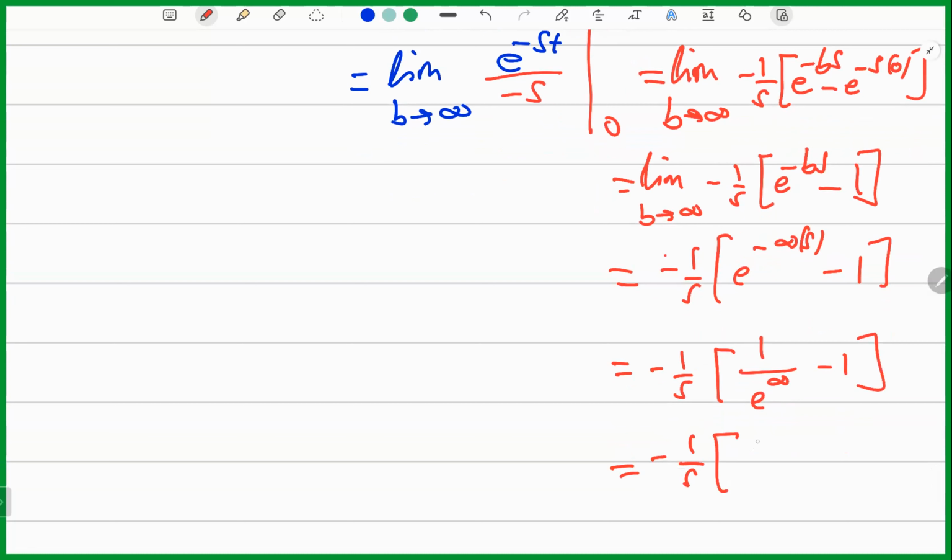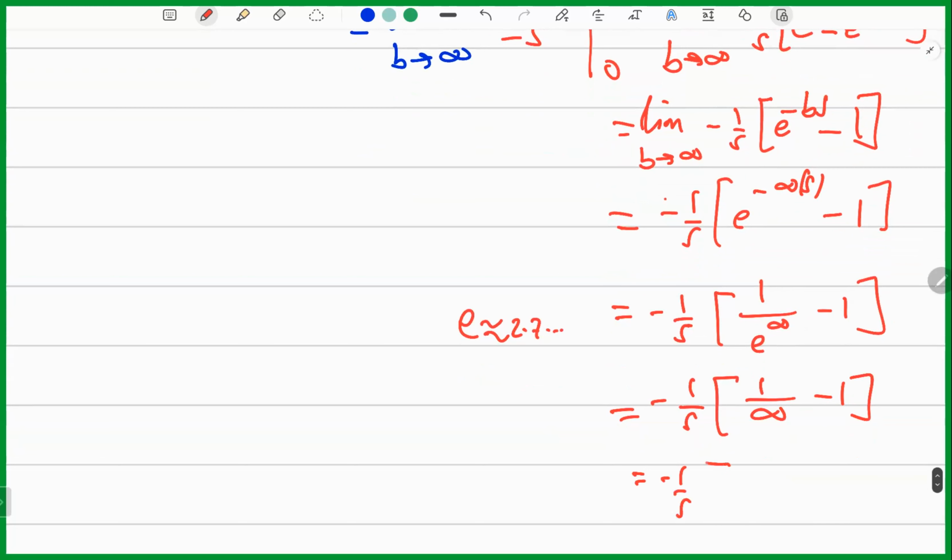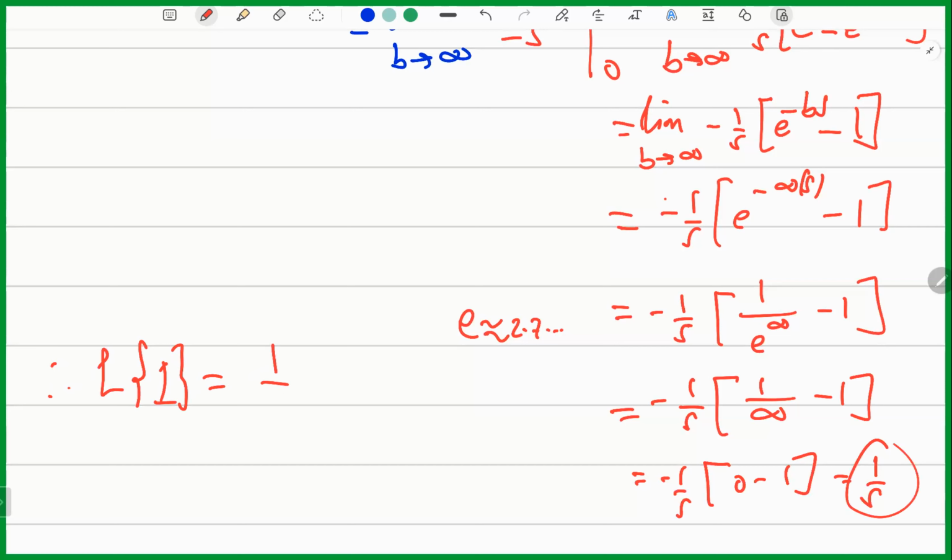I'm trying to show some trivial steps. e raised to infinity is like a number raised to infinity, like 2 raised to infinity, because e is 2 point something in mathematics. It's a constant, about 2.7. If you raise it to infinity, it becomes infinity. If you divide 1 by infinity, it's 0. And then this is 1 over s. So the conclusion, at the end of the day, is that the Laplace transform of 1 is 1 over s.